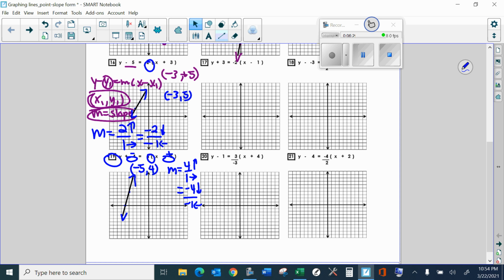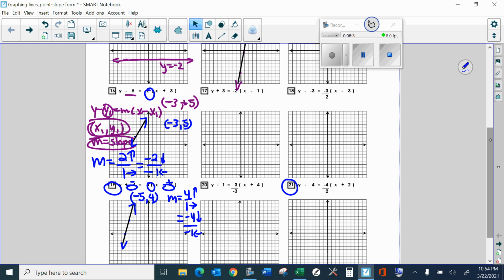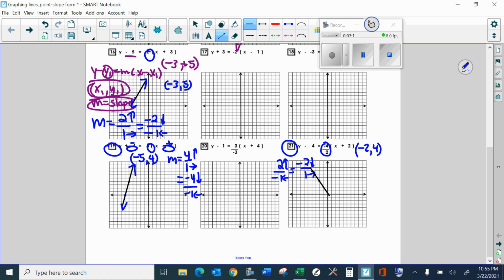All right, we'll do one more. Let's say 21. So again, opposite of positive 2 is negative 2. Opposite of negative 4 is positive 4. So there's my point, negative 2, 4. My slope can be reduced to negative 2 over 1, which means down 2, right 1. Down 2, right 1. Or I could put the negative in the denominator instead, and then there'd be up 2, left 1. Up 2, left 1 is also right in line. Then take my ruler, goes right on through, and don't forget arrows at the end.